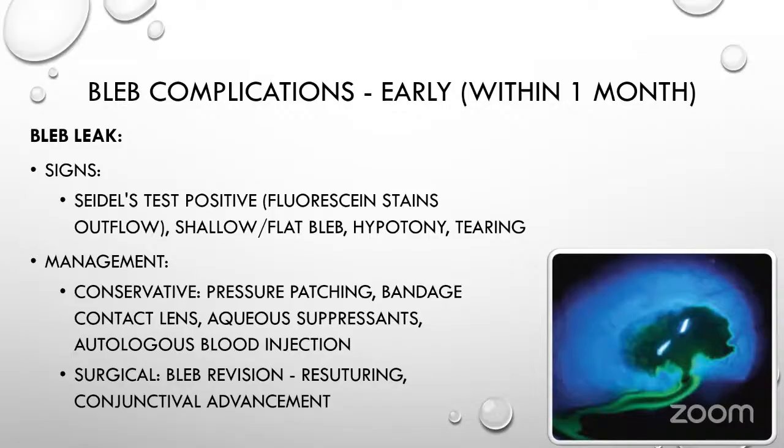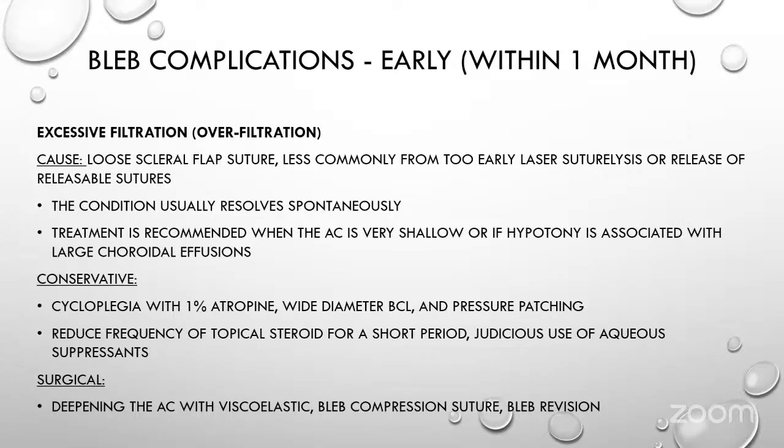And suture properly at the limbus. So you may also have excessive filtration. In excessive filtration, what are the things that the patient will present with? The patient will present with a significantly huge bleb, hypotony, and a shallow anterior chamber. When you see this combination, most likely this person has excessive filtration from either a loose scleral flap suture, or less commonly, when we remove the releasable suture too early.